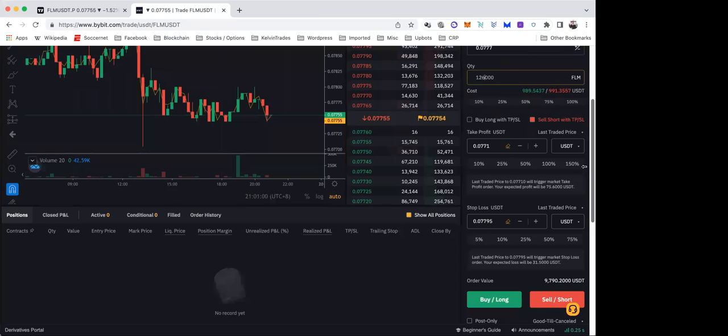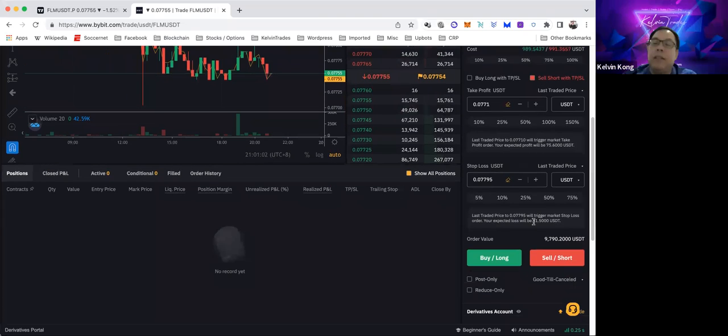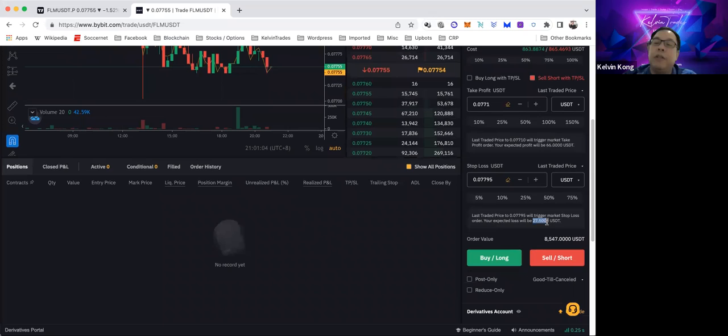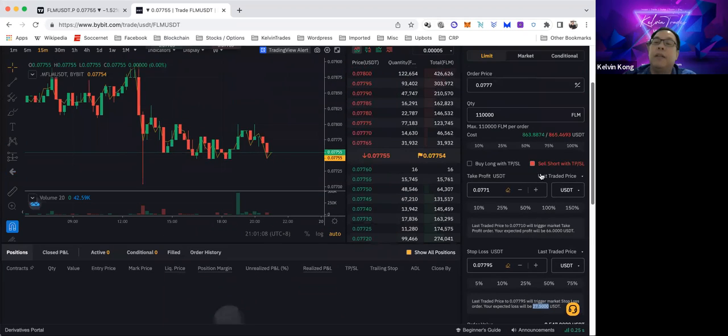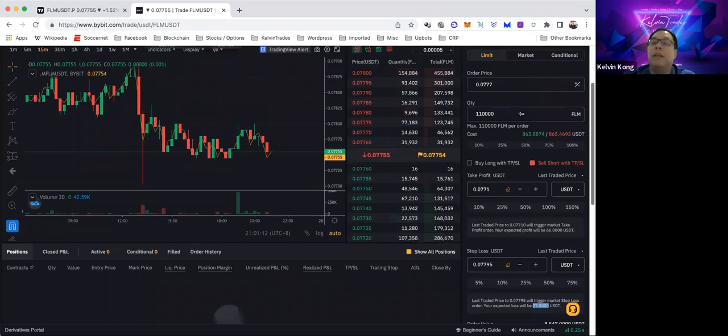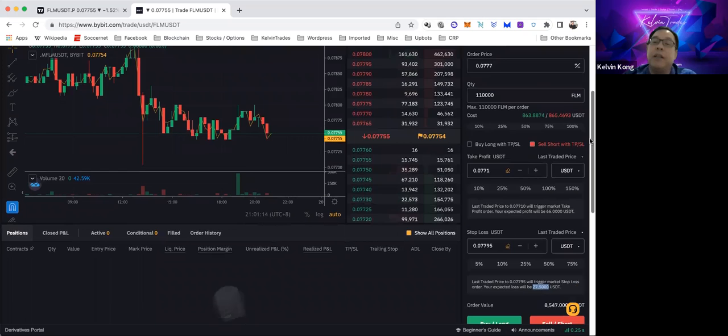Okay, so this is a very important figure. Always pay attention to this figure. Why did it change back to 110,000 again? Okay, never mind. You all get the picture now.